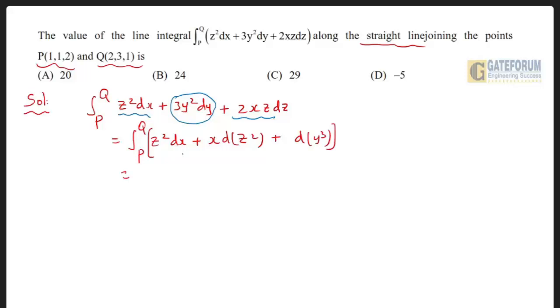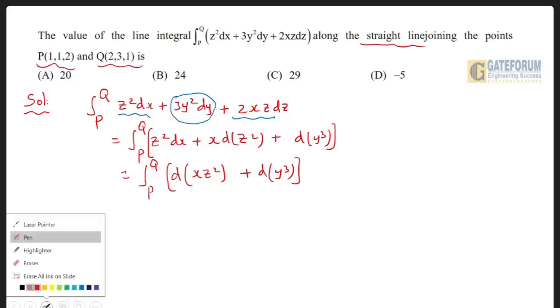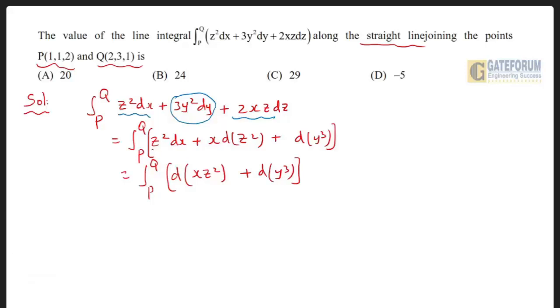Now, the first two terms look like z square into the derivative of x plus x into the derivative of z square. This is the UV rule, the product rule of differentiation. So this is the derivative of x into z square. And this is already the derivative of y cube. Just see this term.